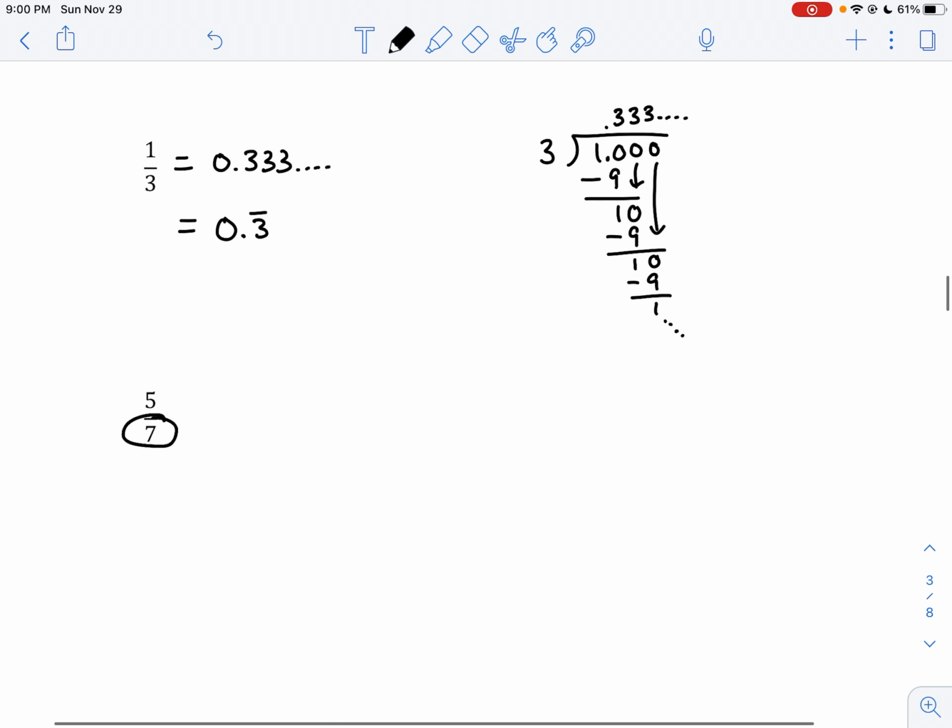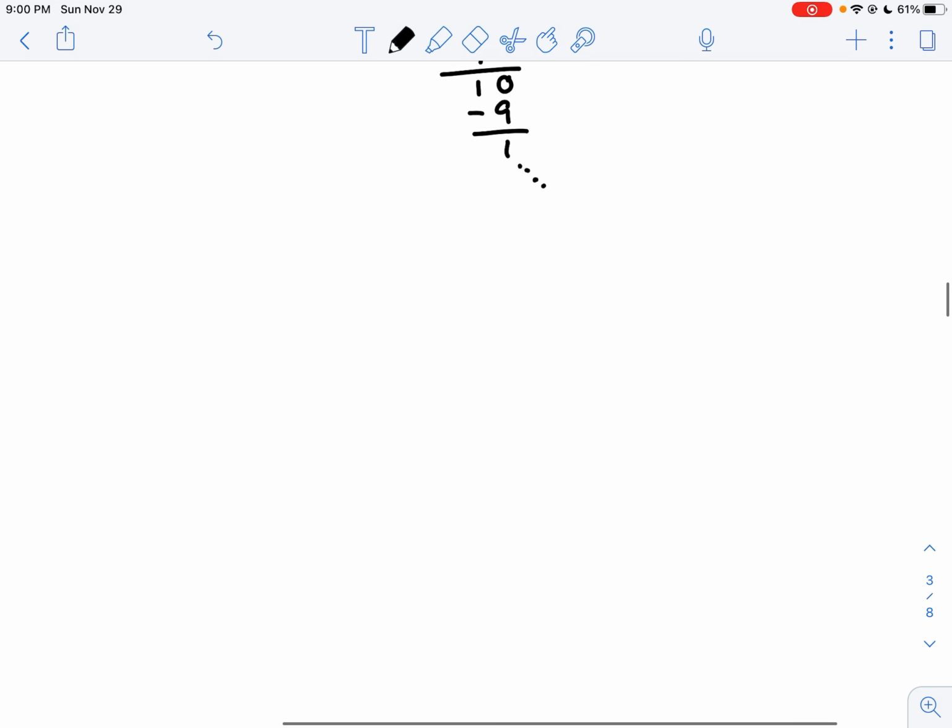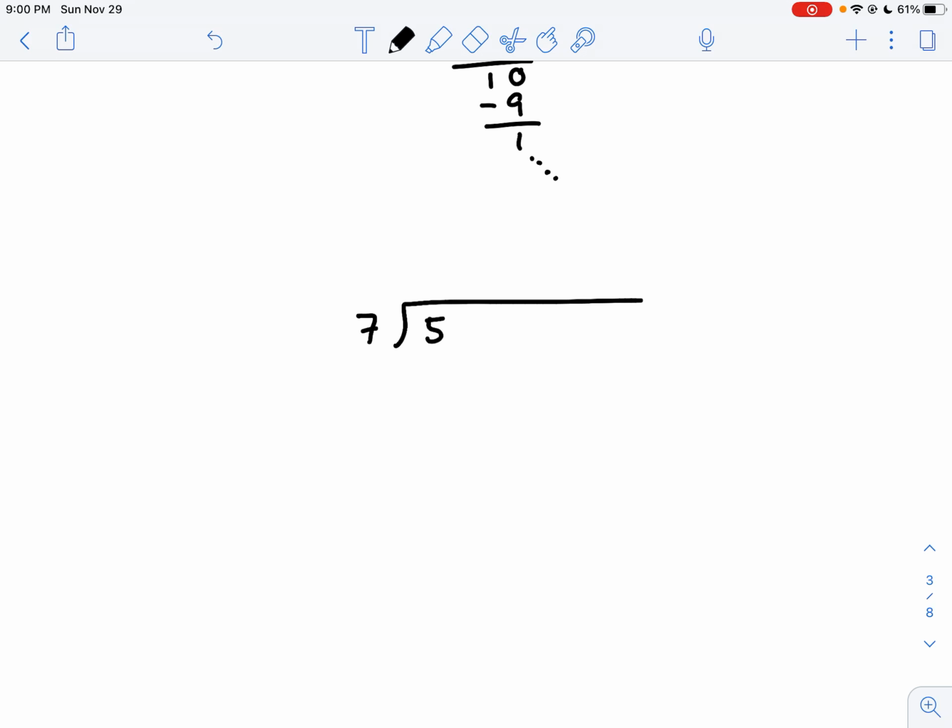5/7. Let's try this one. Again, 7 is not a factor of a power of 10. 7 cannot divide into 10, 100, 1,000, none of them. It's relatively prime to all powers of 10. And so the only way to do this is the long division algorithm. So we're going to take 7 and divide it into 5.